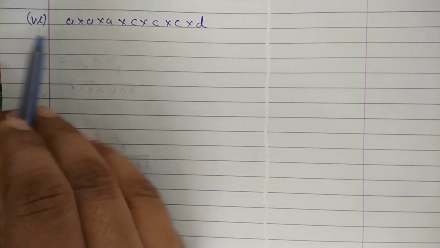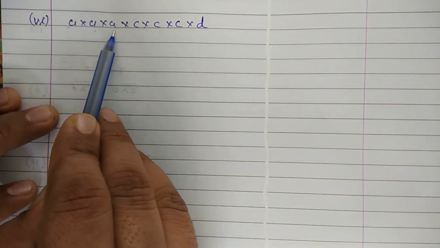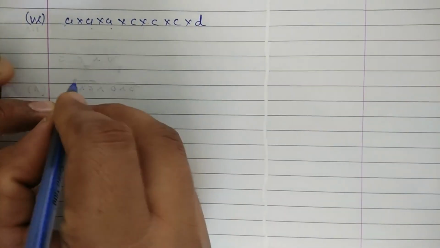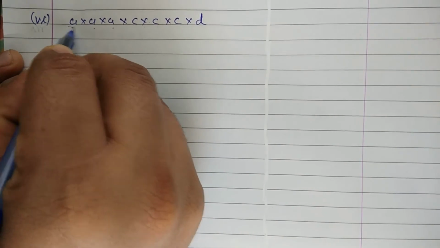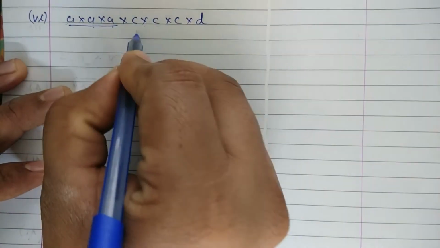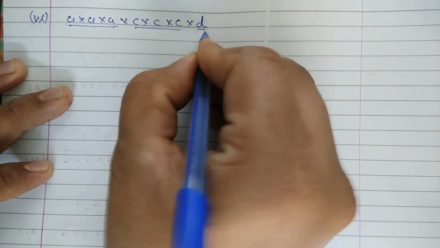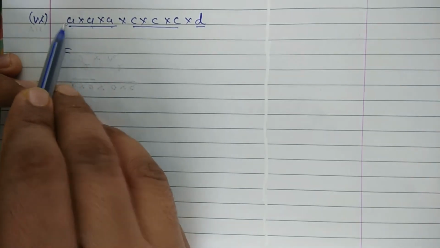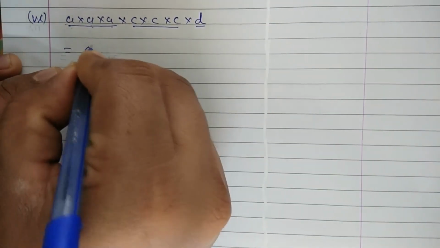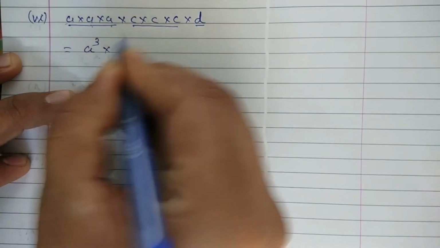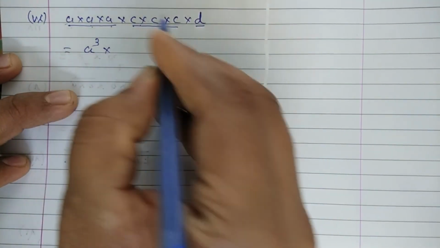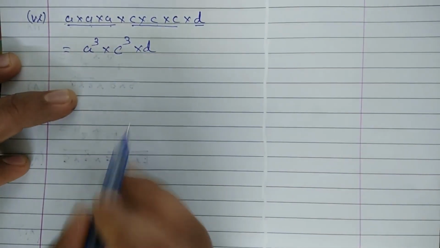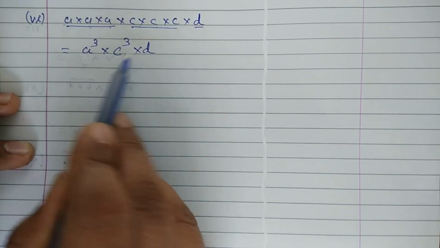Next, sum number 6, a multiplied by a multiplied by a multiplied by c multiplied by c multiplied by c multiplied by d. Here three alphabets are used, so we will make three groups, a multiplied by a multiplied by a, then c multiplied by c multiplied by c, and then d. So a multiplied by a multiplied by a means a multiplied 3 times. So it is equal to a cubed, multiplied by c multiplied by c multiplied by c means c multiplied 3 times. It is c cubed, and multiplied by d. So our answer is a cubed multiplied by c cubed multiplied by d.